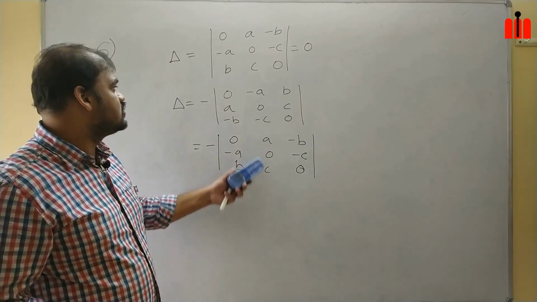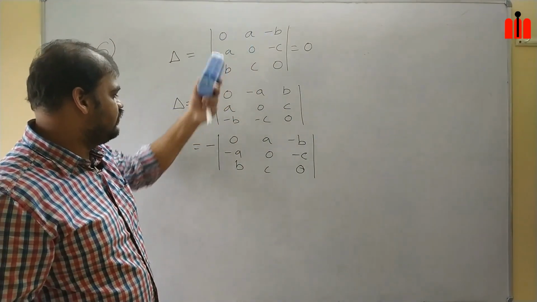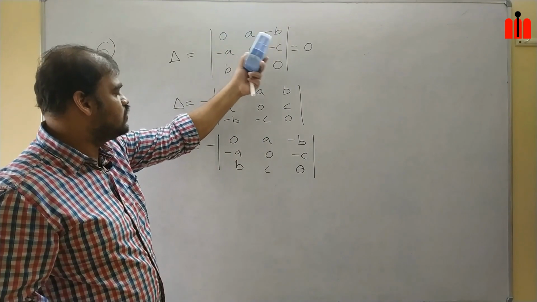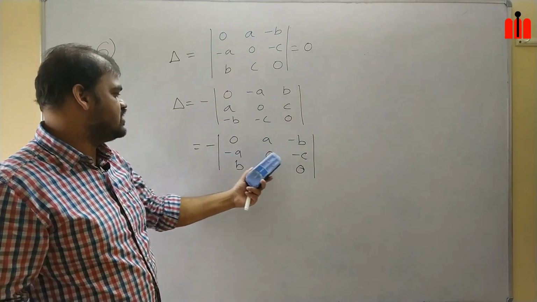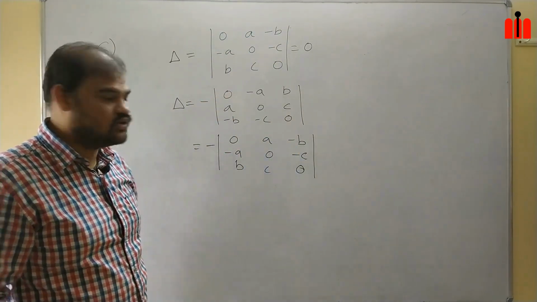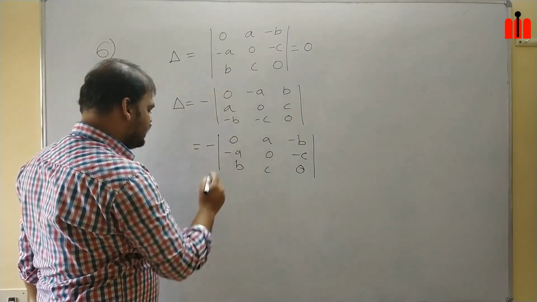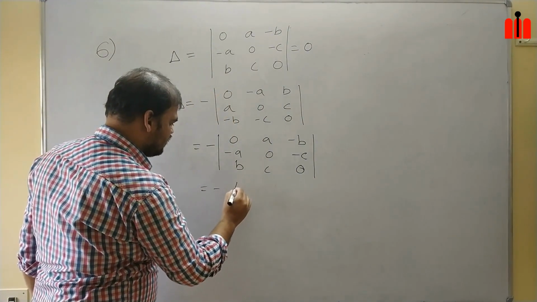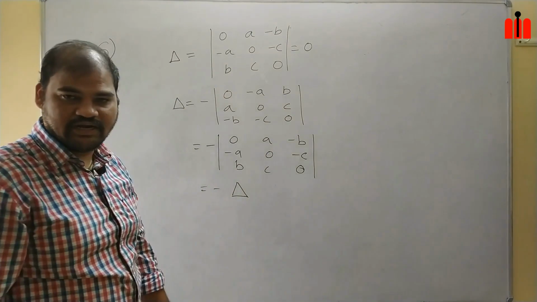Now you just go to the original problem. We can see it is the same. 0, A, minus B, minus A, 0, minus C, B, C, 0, and this one I had represented by delta. So let me write it as delta.